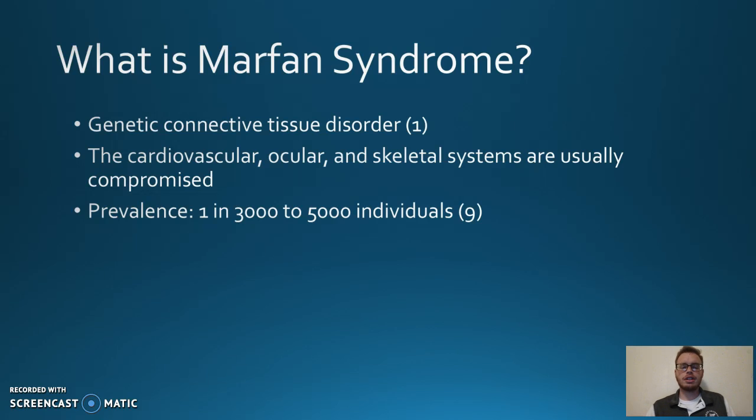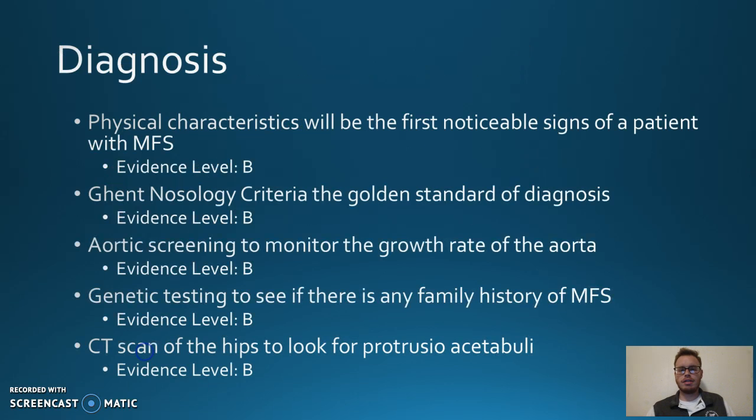Some of the physical characteristics that are easy to notice on a patient are long arms, a tall, thin build, and maybe some overlapping teeth. So for the project, I did mostly diagnostics to diagnose patients with Marfan syndrome. The first one is to look at their physical characteristics.